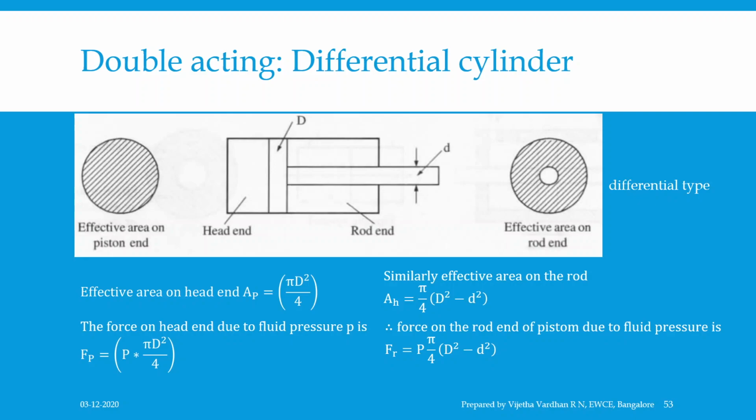And thus, since area of the head end is greater than area of the rod end, that is, the head end has greater area and the rod end has lesser area, which you can see in the figure. Head end effective area is shown here, effective area of the rod end is shown here. Henceforth, the force on the piston side is greater than the force on the rod end side. That is what is called a differential cylinder.